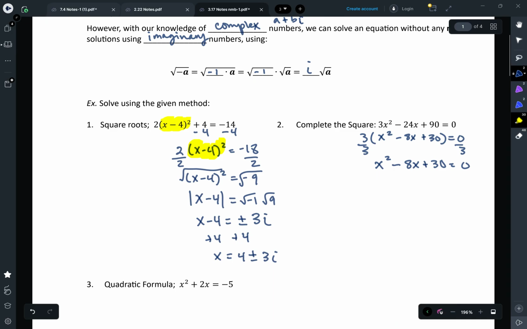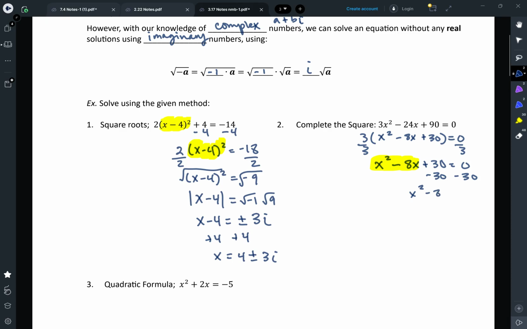So I know for complete the square, I want to move the constant part over. I'm trying to get the x squared minus 8x together on one side. So minus 30 on both sides. And then I want to think, what could I add to complete the square? Let's remember, we figured that out. We took that middle coefficient, in this case the negative 8, and it doesn't matter negative or positive, because when we square it, it's going to be positive either way. We take that middle part, divide by 2, and then square it. So negative 8 divided by 2 is negative 4, squared is 16. So I want to add 16 on both sides to complete the square.